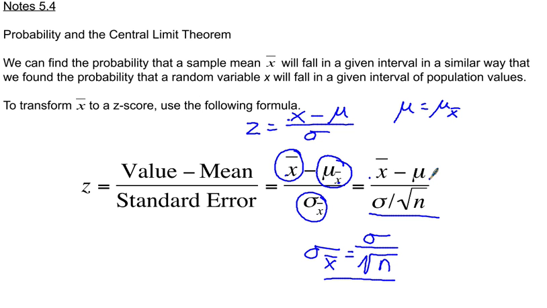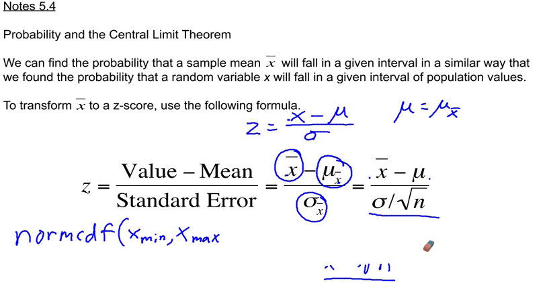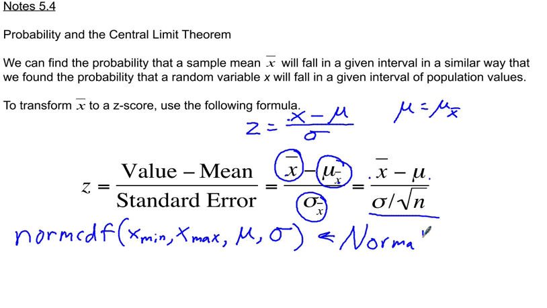Now, going with the z-score on the calculator, we used to use the normal CDF function, and we would put in our minimum data value, comma, our maximum data value. I'm going to need to erase a little bit here to make more room. Then we would enter the mean and the standard deviation. This was for the normal distribution.